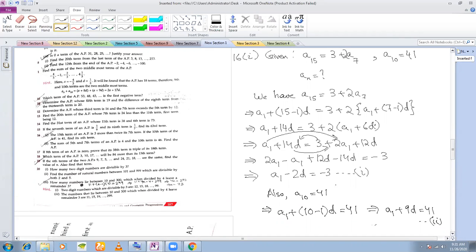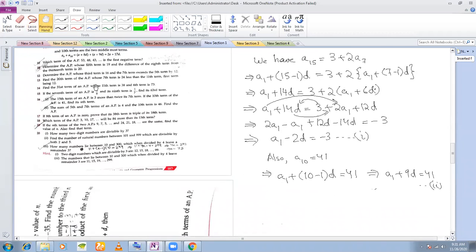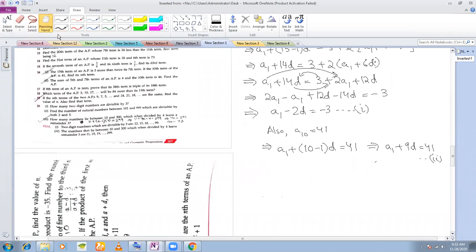Now we're going to solve. We don't have to show 10 minus 1, you can write it directly. Okay, so we are solving 1 and 2 here. How do we solve 1 and 2? Let us solve this by the elimination method.